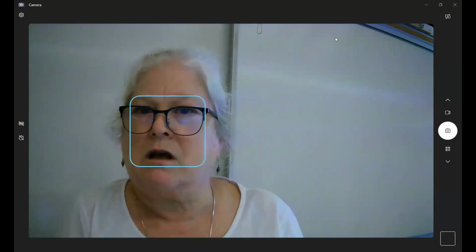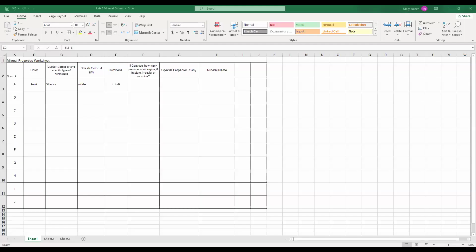Okay, so let me stop sharing and go to that file so you can see what I've added to it. All right. Well, now what about cleavage? Okay, let me go back to where you can see the specimen.